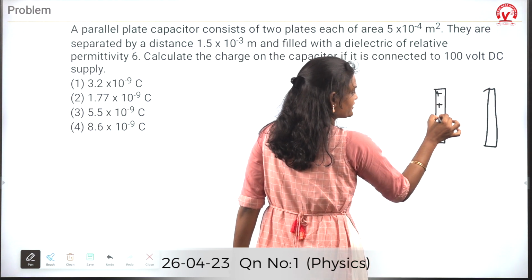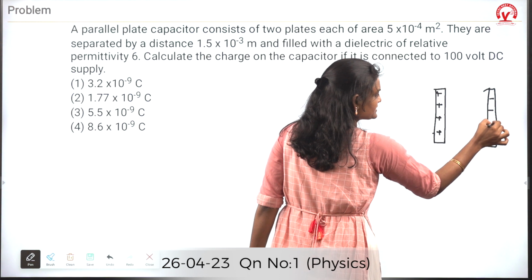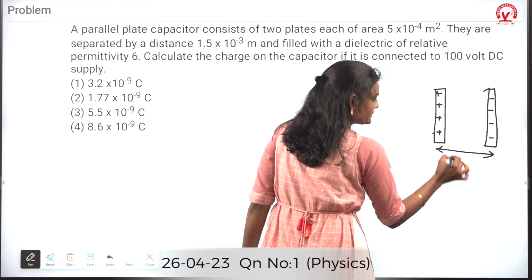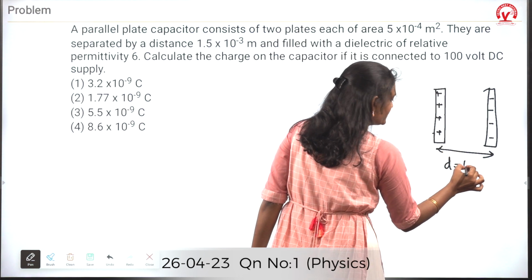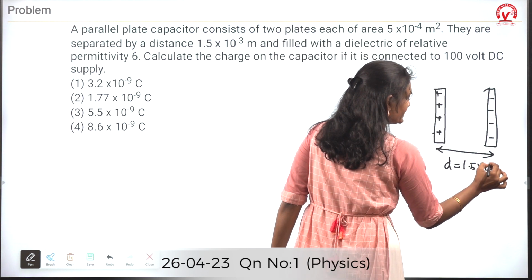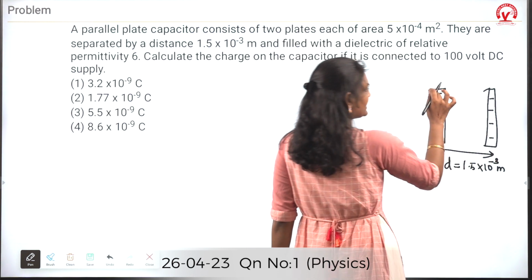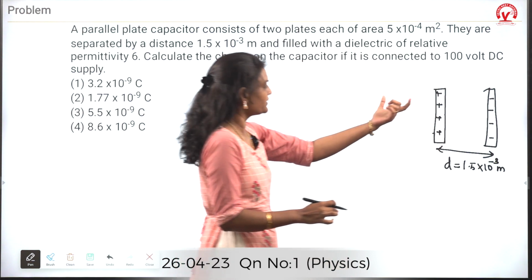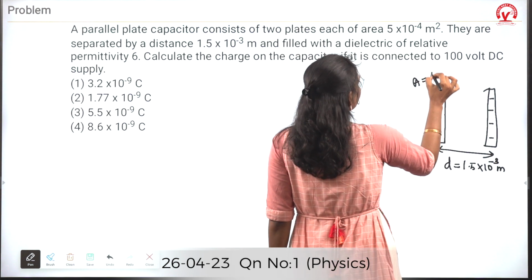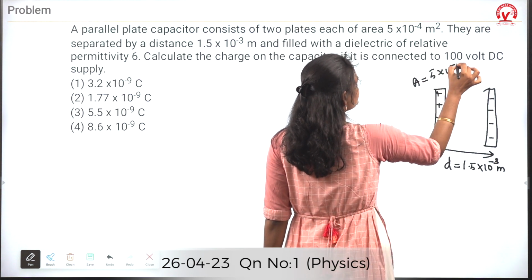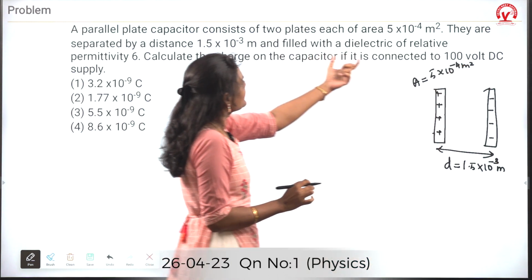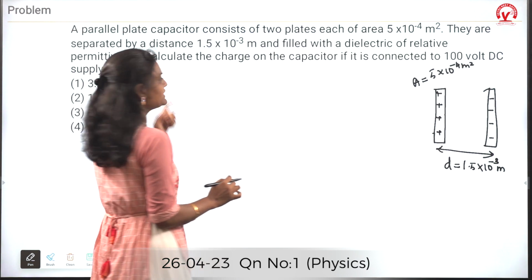This plate consists of positive charge and this plate consists of negative charge. This parallel plate capacitor is separated by some distance, d equal to 1.5 × 10^-3 meter. And the area of cross section of the two parallel plates is given as 5 × 10^-4 meter square. And the given value of dielectric relative permittivity is 6.